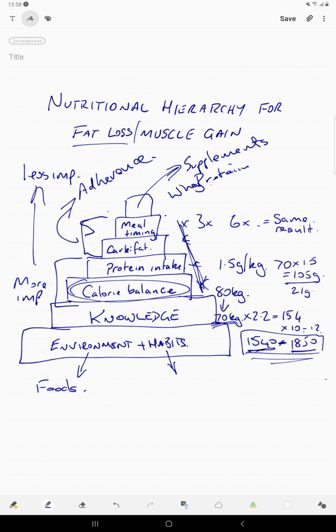Okay, you could also think of environment as the routes that you walk to and from places. If you're constantly walking past your favorite bakery, then you're constantly going to have that call to go in there and buy your favorite cinnamon roll, for example. That might not be in line with the goals that you've set for yourself.